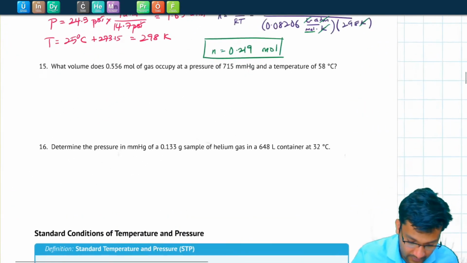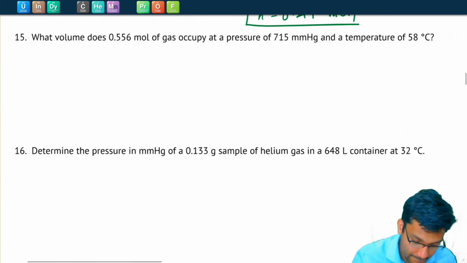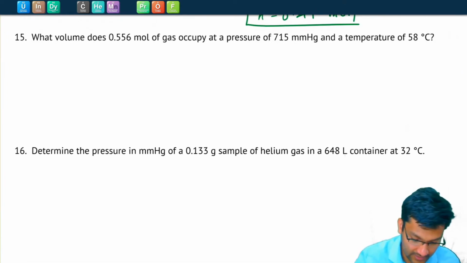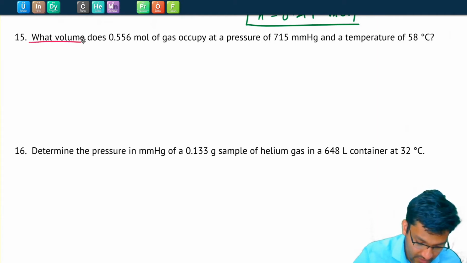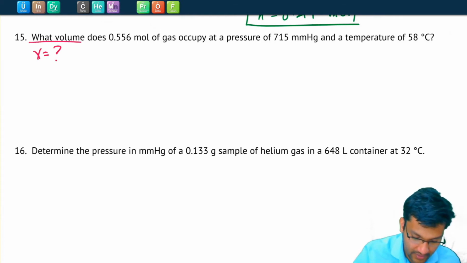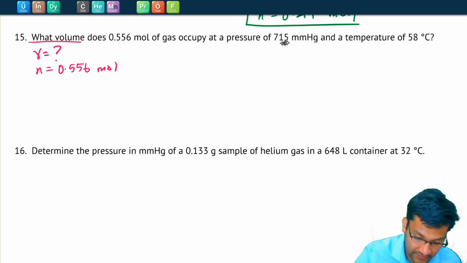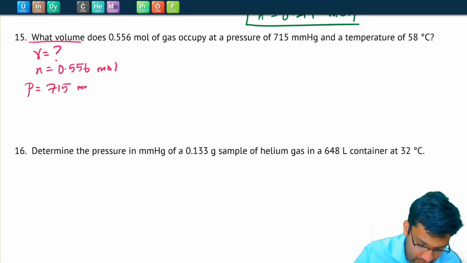All right, let's look at number 15. Again, please pause the video, try it first, and then we'll go over it together. What volume? So they're asking for the volume. Okay, we have 0.556 moles of a gas, occupying a pressure of 715 millimeters of mercury. So the pressure is 715 millimeters of mercury.